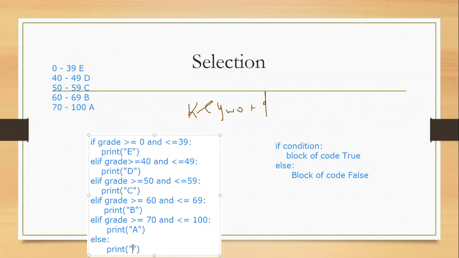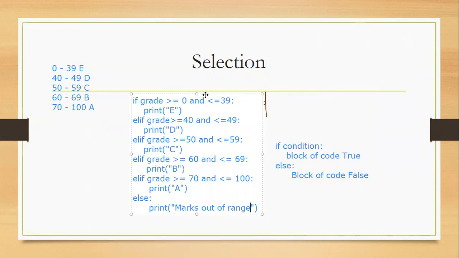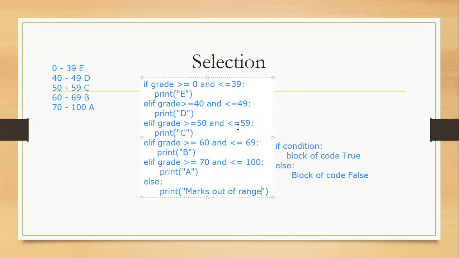Thank you. And then now print maybe marks out of range, because we are ranging from 0 to 100. So basically, this is how Python works. We have if, we have elif, and then we have else.